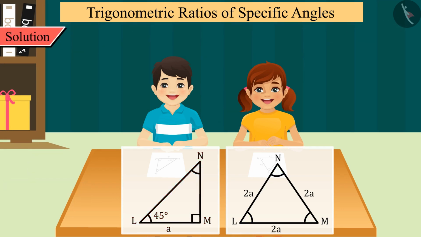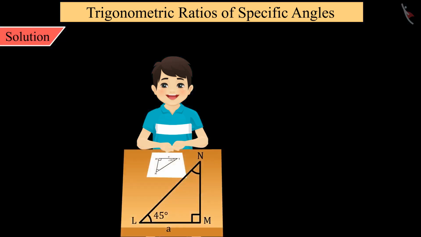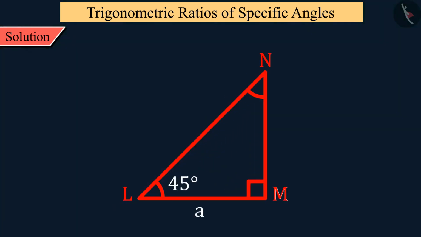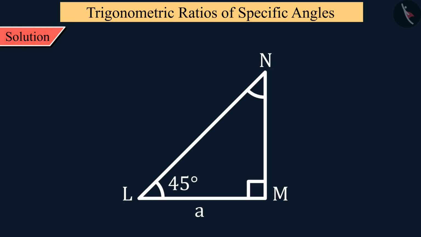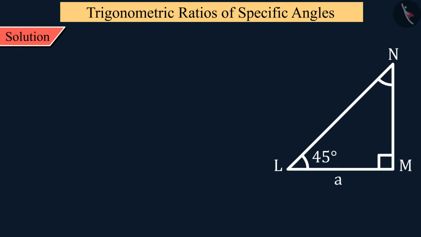Let us first learn about trigonometric ratios of 45-degree angle. Raj has a right-angled triangle LMN, where the value of the angle L is 45 degrees. The length A of the adjacent side LM is known to us. Find all trigonometric ratios of 45-degree angles. We need to measure all the sides of a triangle.